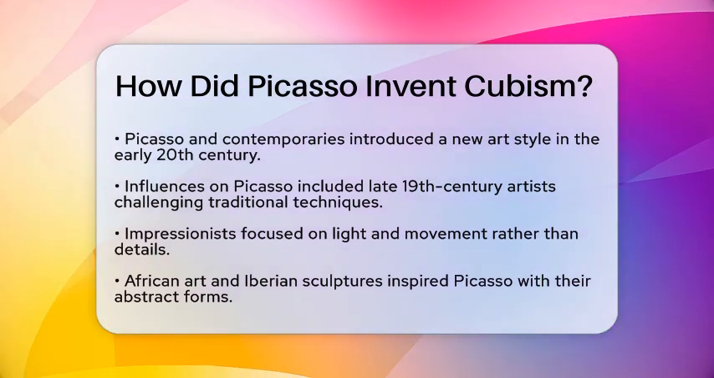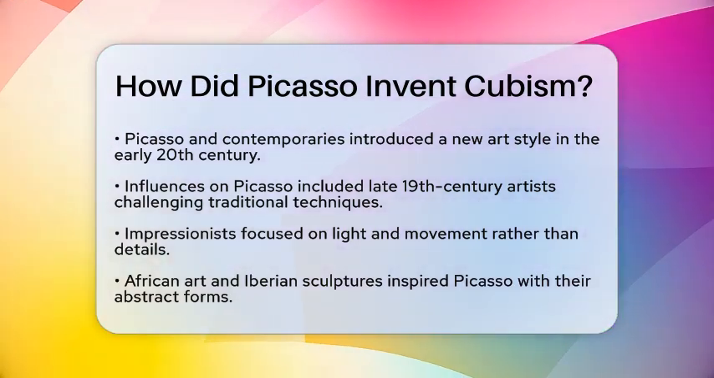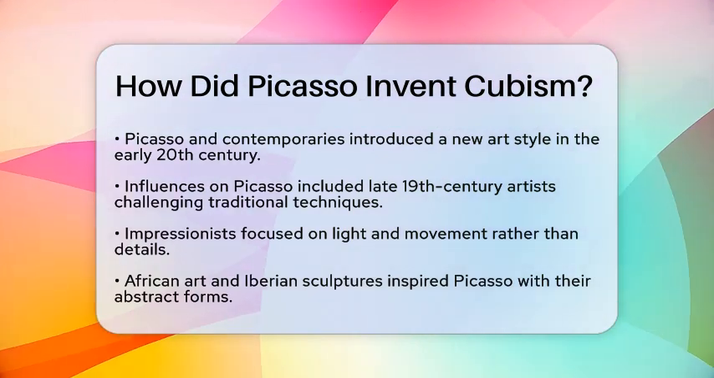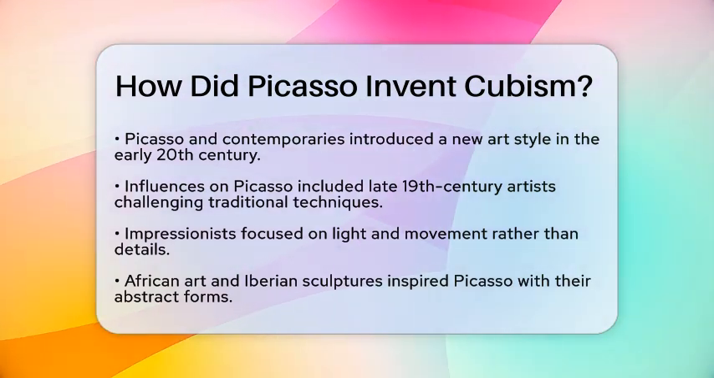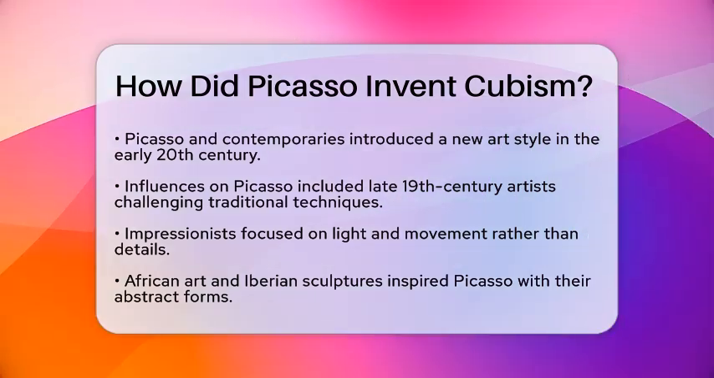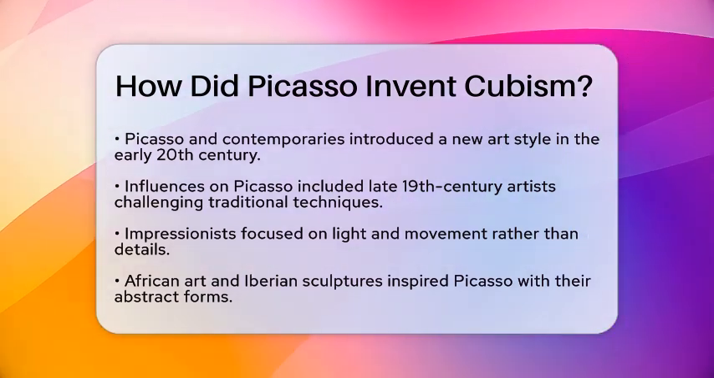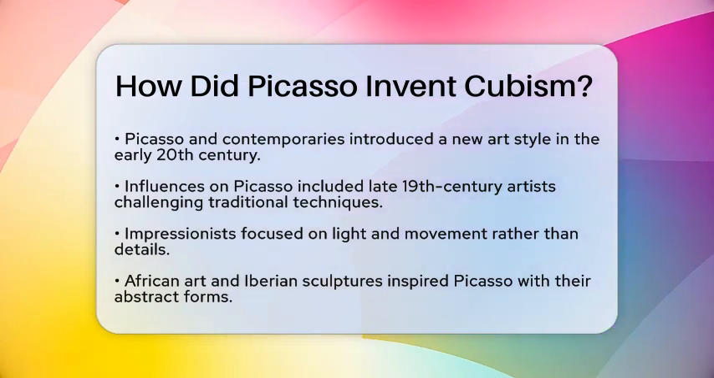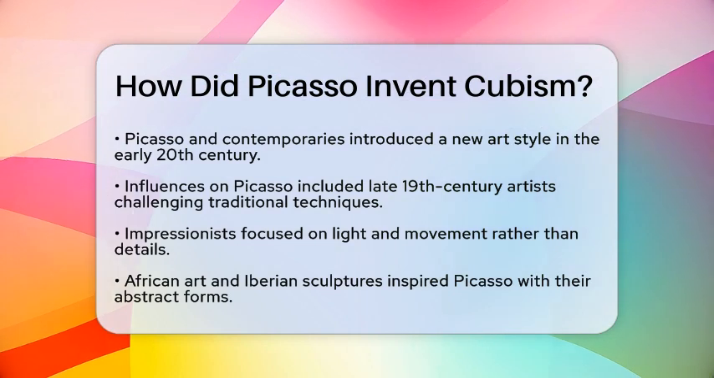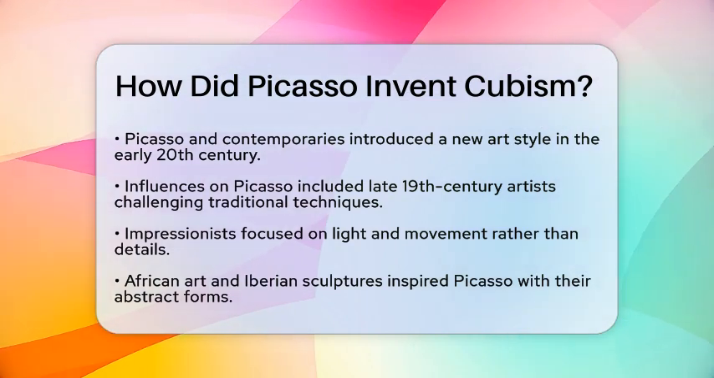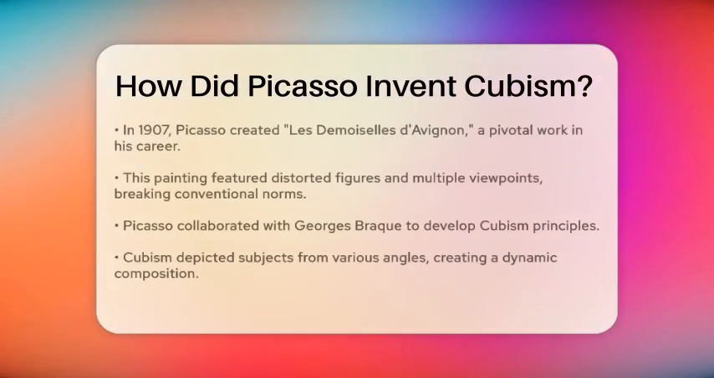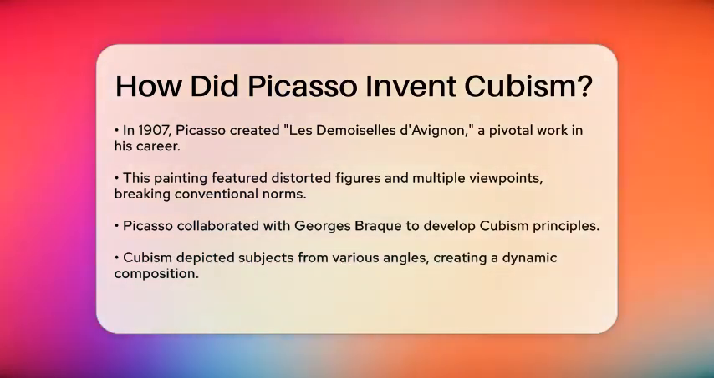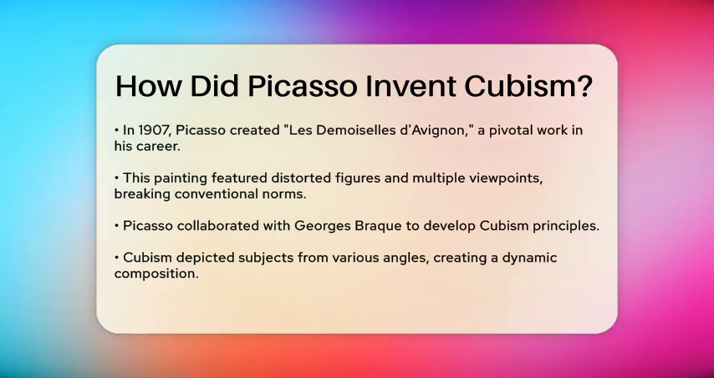To understand how Picasso invented Cubism, we must first look at the influences that shaped his artistic vision. In the late 19th century, artists were beginning to challenge traditional perspectives and techniques. The Impressionists, for example, focused on capturing light and movement rather than precise details. At the same time, African art and Iberian sculptures began to inspire European artists, including Picasso, who was fascinated by their abstract forms and simplified shapes.